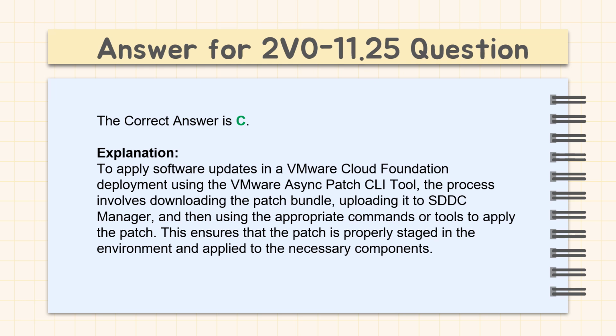To apply software updates in a VMware Cloud Foundation deployment using the VMware Async Patch CLI tool, the process involves downloading the patch bundle, uploading it to SDDC Manager, and then using the appropriate commands or tools to apply the patch. This ensures that the patch is properly staged in the environment and applied to the necessary components.